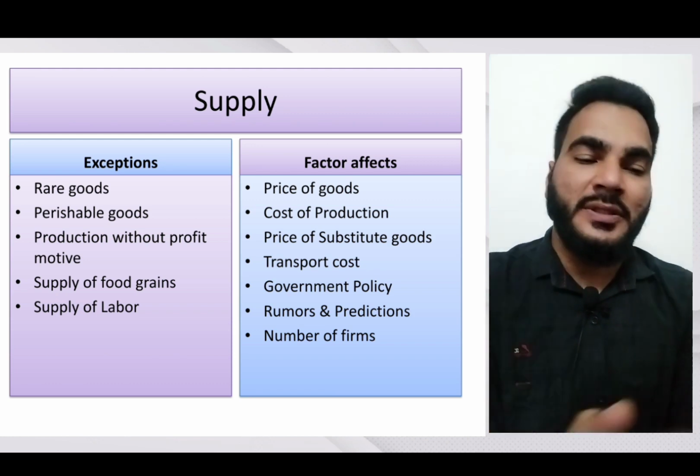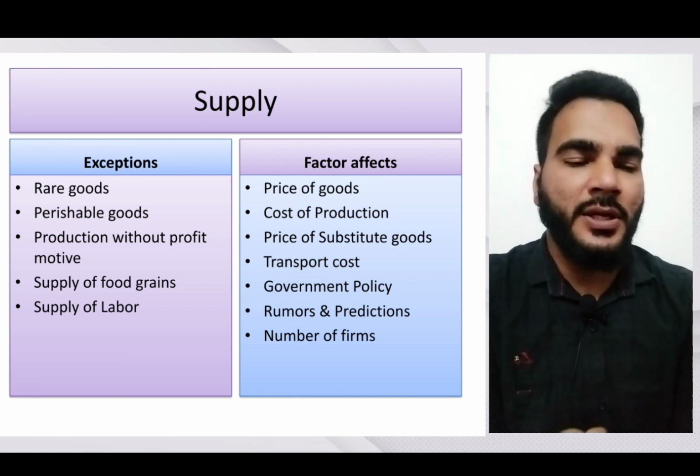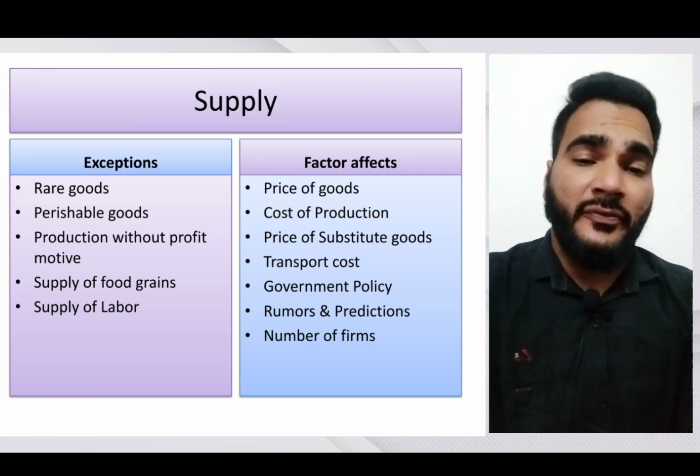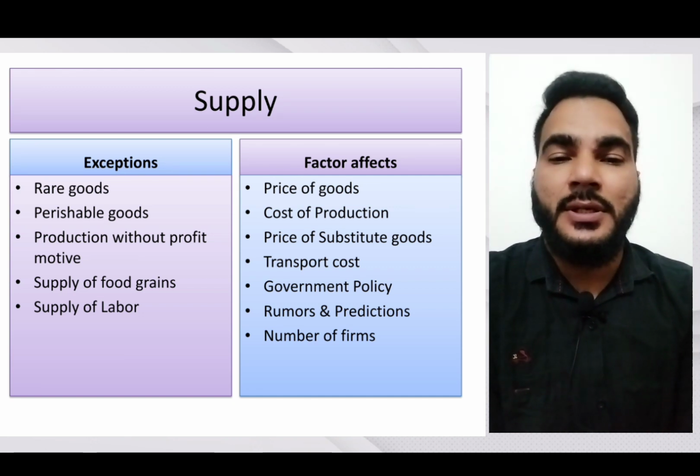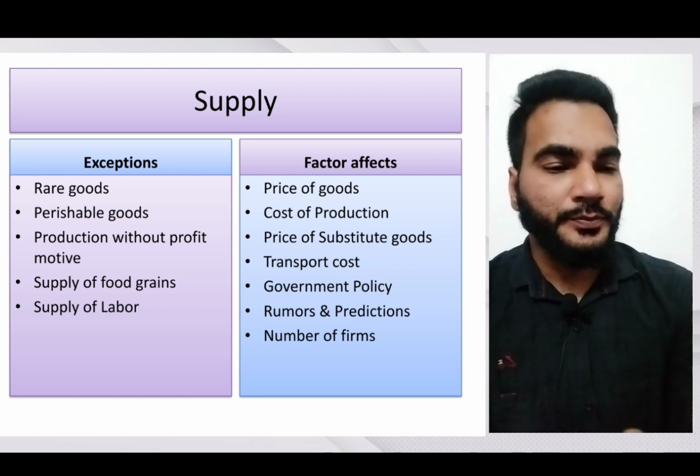Then we have rumors and predictions, and number of firms. If the number of firms in the market increases, it will be very difficult to increase the supply, because there is competition in the market and very limited demand for the product.